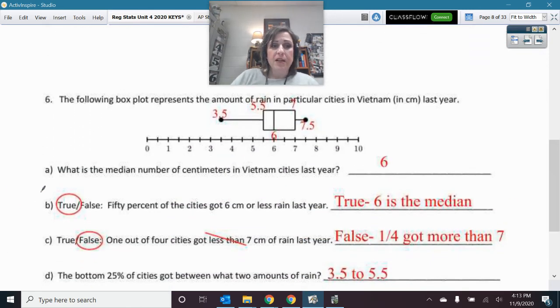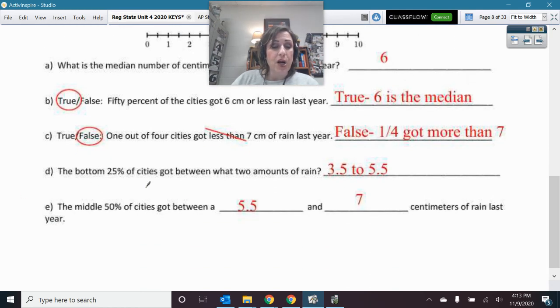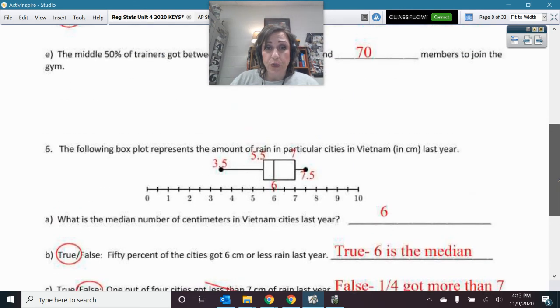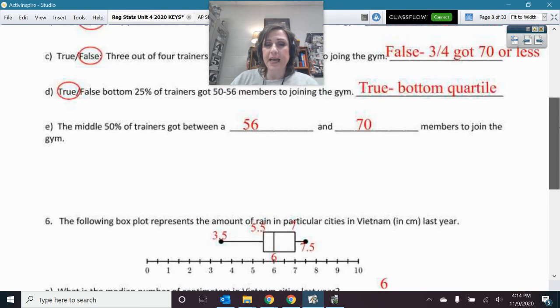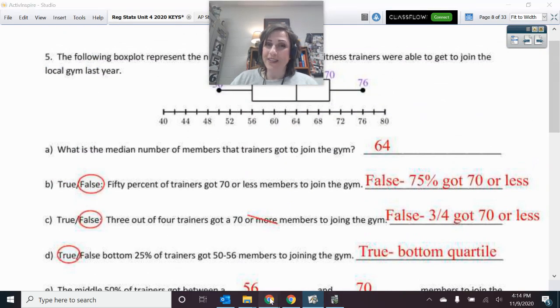Here's the next one. The median was at 6. The B is true because that median is 6 and at 50%. Median is at your 50th percentile. So here was our false one. They didn't get less than 7. A quarter of them, this top quartile, got more than 7. The bottom 25% was from 3.5 to 5.5. And E, our middle 50%, went from 5.5, Q1, to 7, which was the Q3. Yep, 5.5 to 7. Okay, that was the end of that assignment. I hope that you had done well on it.